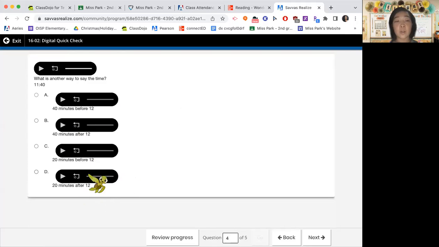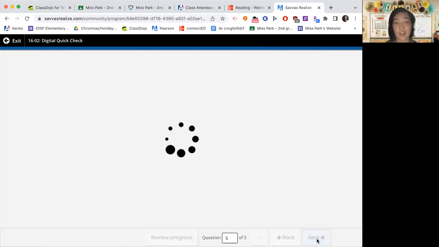20 minutes before 12, B. We know it's 20 minutes before 12 because if you look at a clock, 60 is also the same as 00. If you do 60 minus 20, that would get you to 40. Or if you just go backwards, 5, 10, 15, 20, you would land on the 40-minute mark, or the 8.